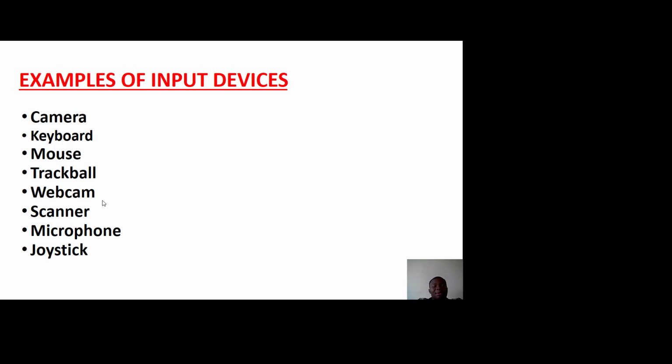So these are some examples of input devices. So we have the camera, the keyboard. The keyboard is used to enter characters, numbers, and symbols into the computer. The mouse, we have the trackball similar to the mouse. We have the webcam. We have the scanner used to scan. We have the microphone, so it takes sound as data. Okay. Then we have the joysticks.